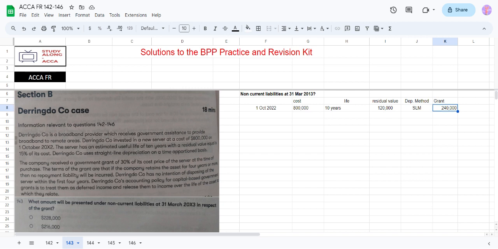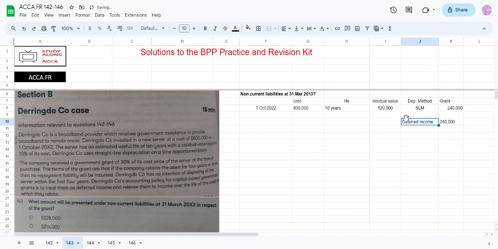So the company will keep this grant as deferred income in the non-current liability section, and over the period of 10 years, which is the useful life of the asset, they will recognize income. So this is asking about non-current liability. This grant, they are treating it as deferred income first. They are saying it is all my deferred income.